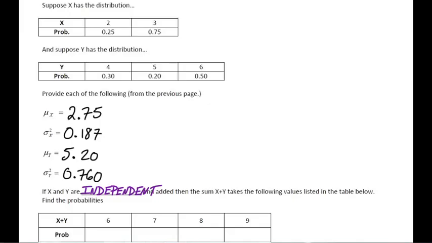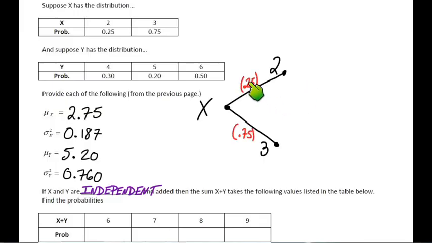If you're a visual learner, let's draw a probability tree. So let's start with our first branch, our first layer here. This is going to represent the x distribution. So in the x distribution, you can either get a 2 or you can get a 3. And then let's put the probabilities on our branches here. So a 2 would be a 0.25 probability, and then a 3 is a 0.75.